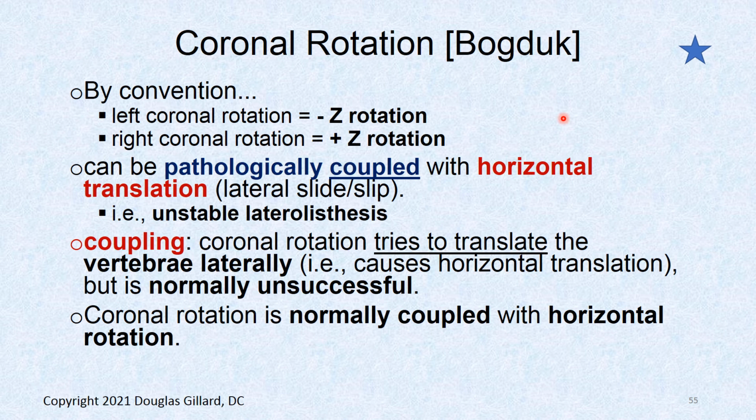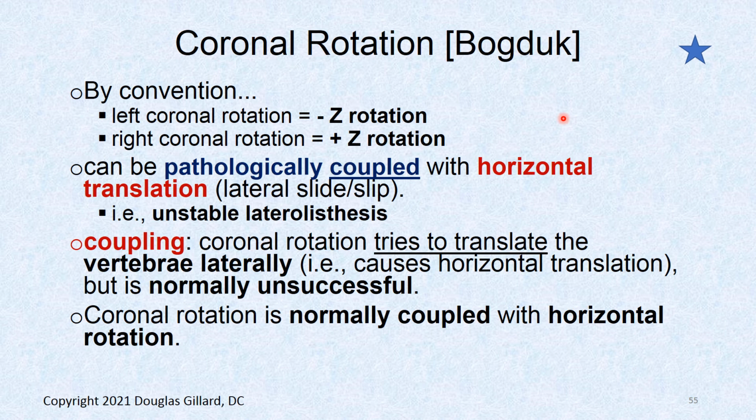Can it be pathologically coupled? Yes, it can be pathologically coupled with horizontal translation. It's not supposed to, but it can. So coronal rotation tries to translate the vertebrae laterally, just like when you sagittally rotate, it tries to sagittally translate the vertebrae, but it can't do it. The vertebrae stays put. The same deal here. But if something's wrong, if you have a fracture in the posterior arch, you could get some abnormal motion, like an unstable laterolisthesis, and we've already talked about that. So coronal rotation tries to cause horizontal translation, but it's usually unsuccessful if the vertebrae is normal.